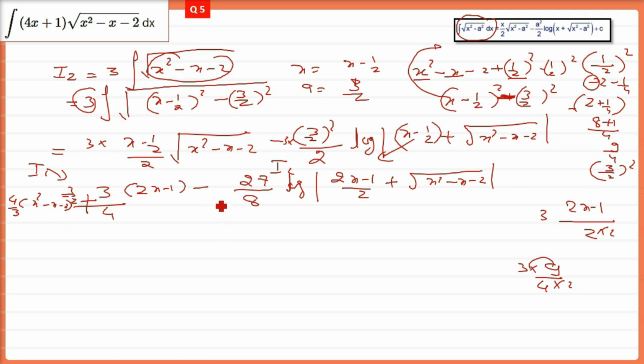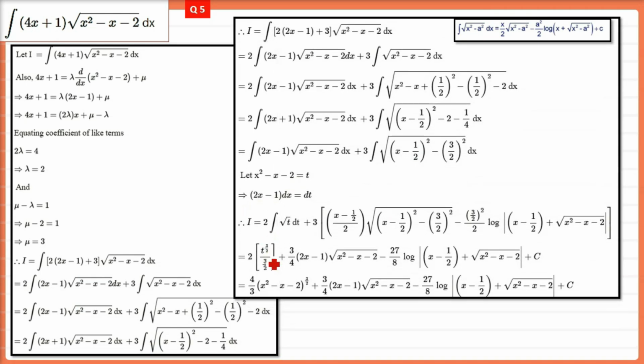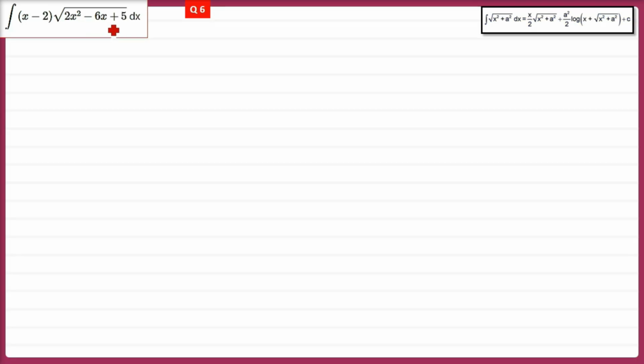So I1 plus I2. Now let me give you the exact solution, and whatever I have done is projected here, and this is the actual solution which you see here. So 3 by 4 2x minus 1 multiplied by under root x square minus x minus 2, which you need to note, and the formula has to be under root x square minus a square, that you need to utilize and remember. So all the questions are almost similar.